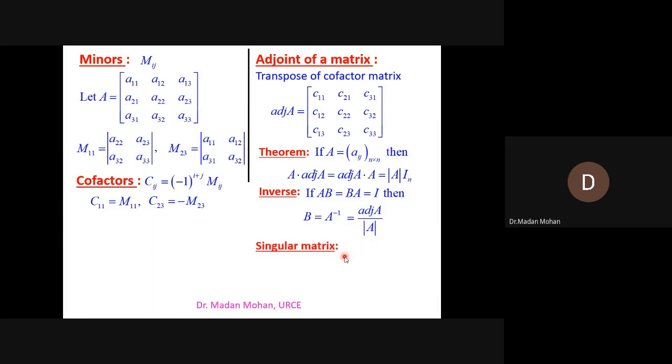Singular. A matrix is said to be singular if its determinant is 0. Non-singular: a matrix is said to be non-singular if its determinant is not equal to 0. These are the words which you have to remember. Next.